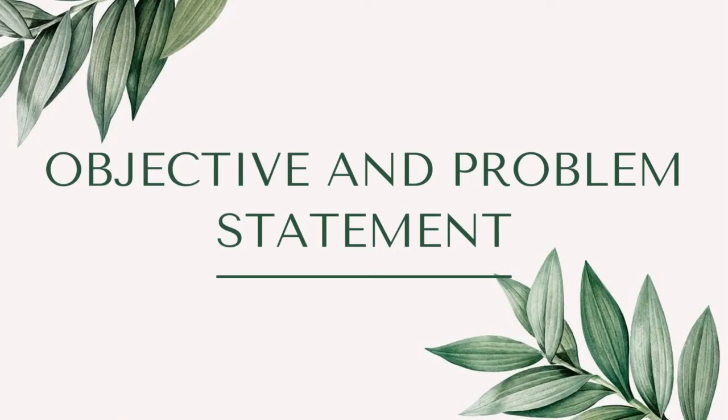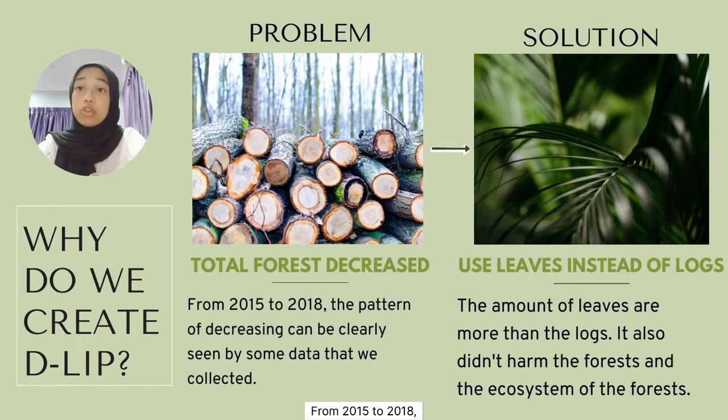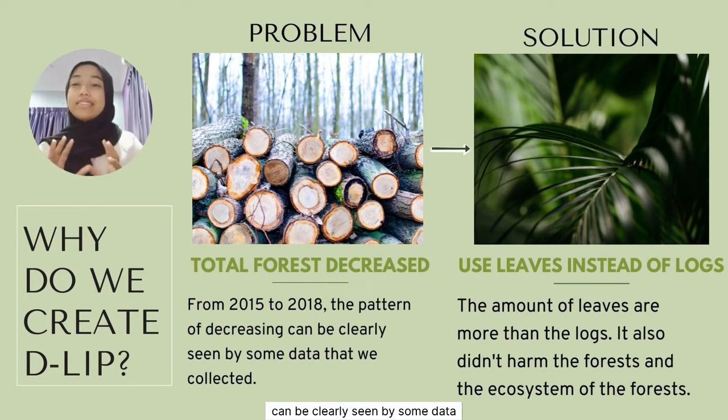We will be explaining about our project, Dilip, which means deciduous leaf into paper. Let's make it simple and short. From 2015 to 2018, the pattern of decreasing can be clearly seen by some data that we collected. I will show you the data right after this slide.